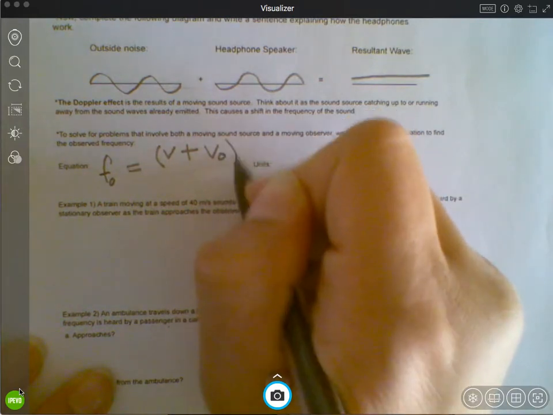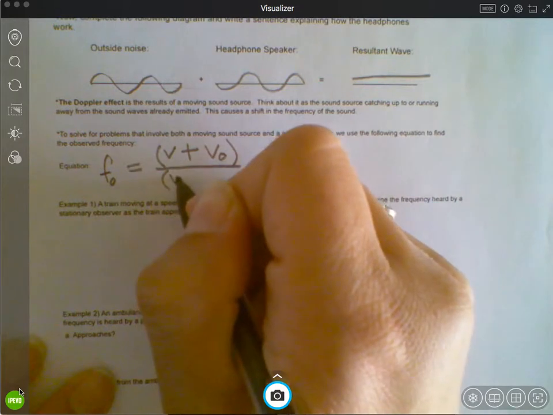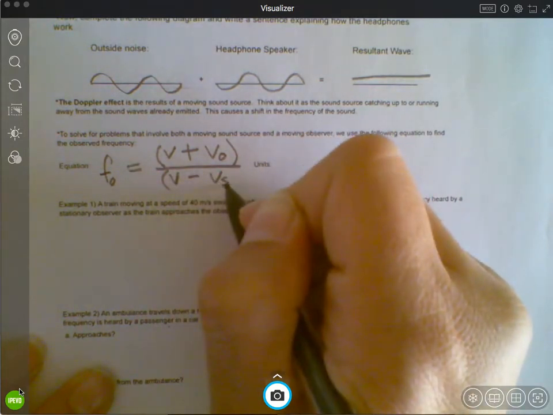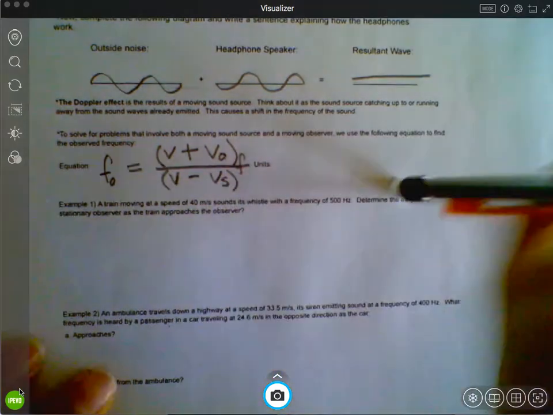VO is the velocity of the observer, okay? On the bottom is the velocity of sound. And then Vs, the velocity of the source, so whatever's making the sound. And then times the frequency of the source.